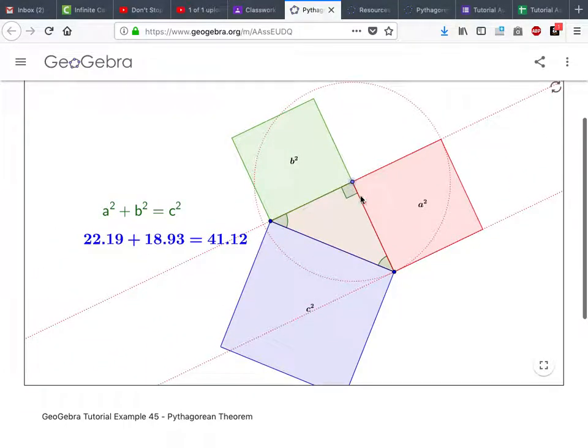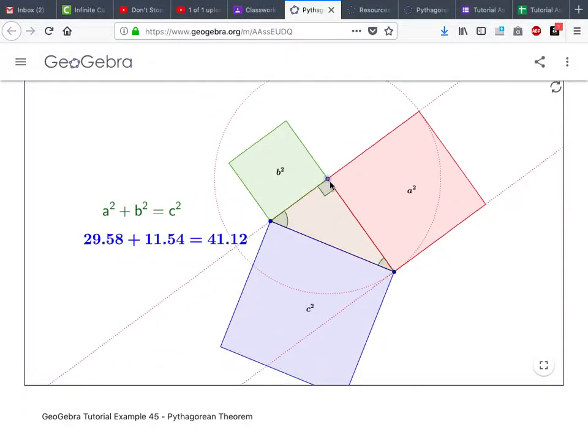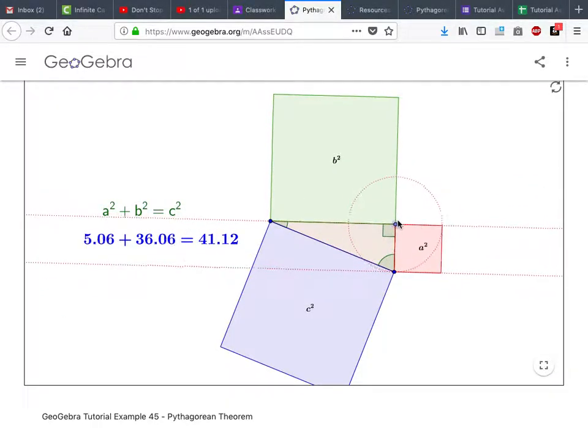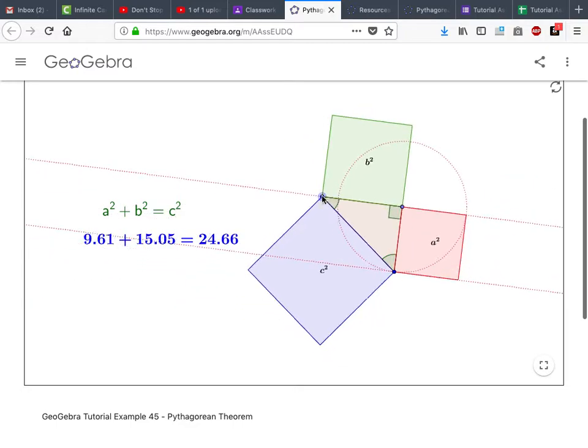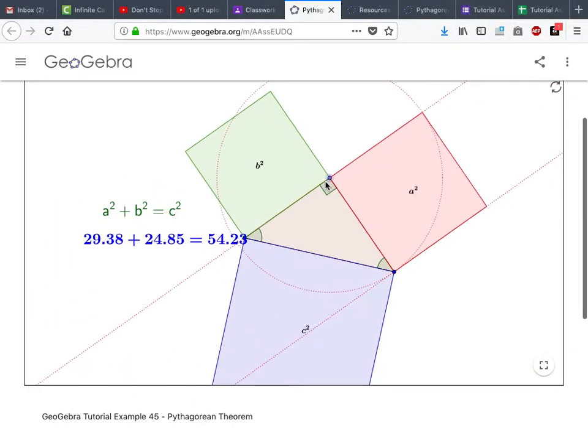Notice how C stays constant, but if we move it over here, B squared is a lot smaller than A squared now, right? But because it's still a right triangle, C squared is still the same, because it still has to equal those. So as long as C squared equals 41.12, that's going to be the case. The others will adjust to fit it, regardless of what the other two angles and the lengths of the sides are. And if I adjust the length of the hypotenuse, A squared and B squared have to adjust to fit it.